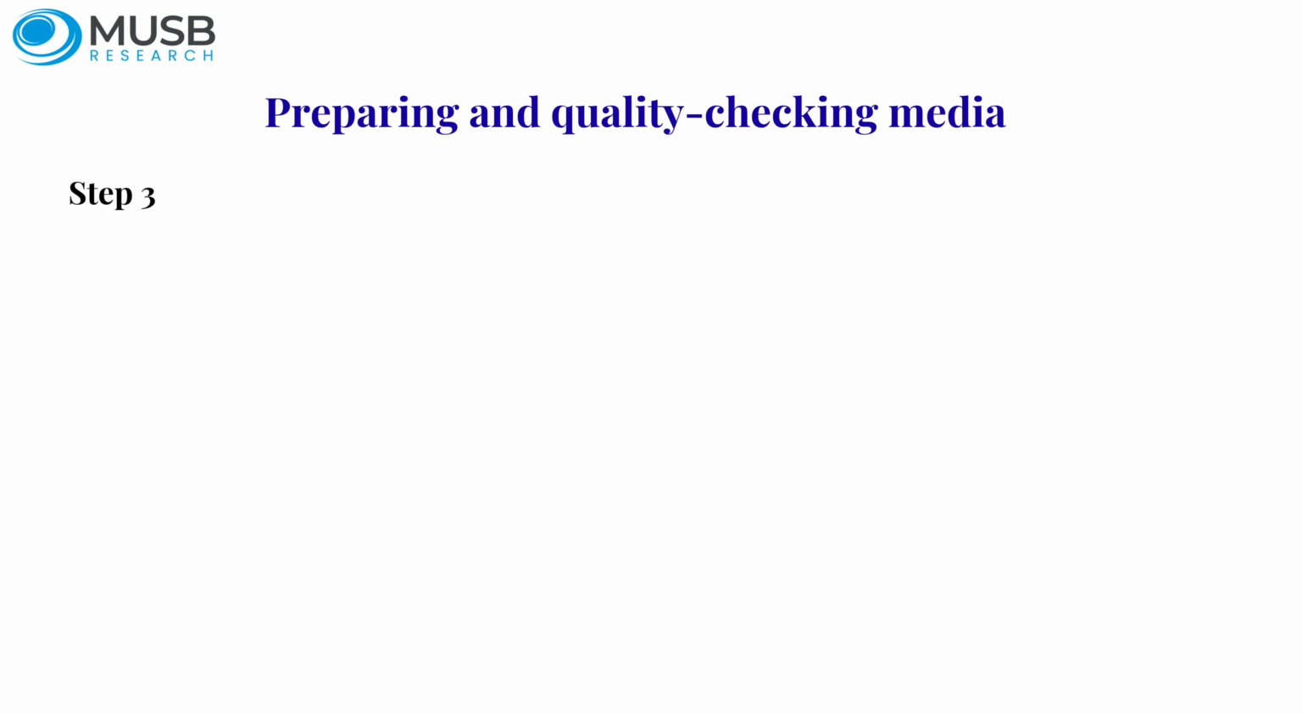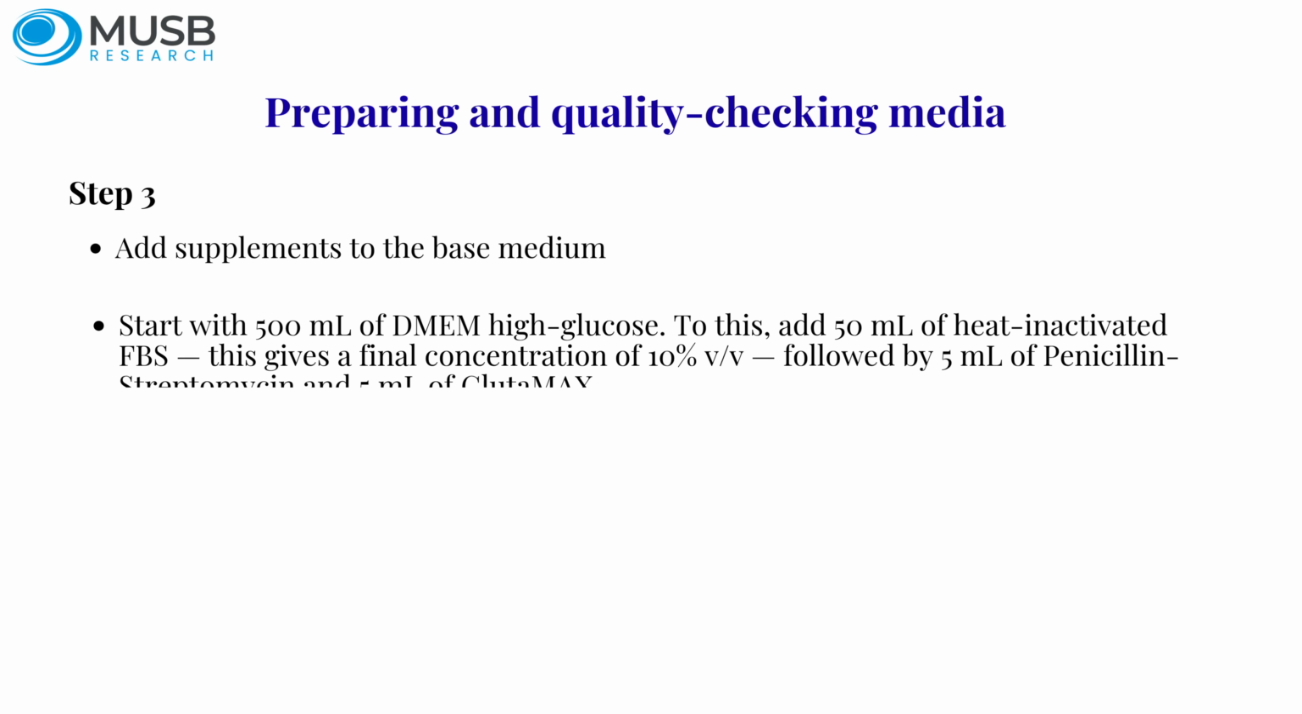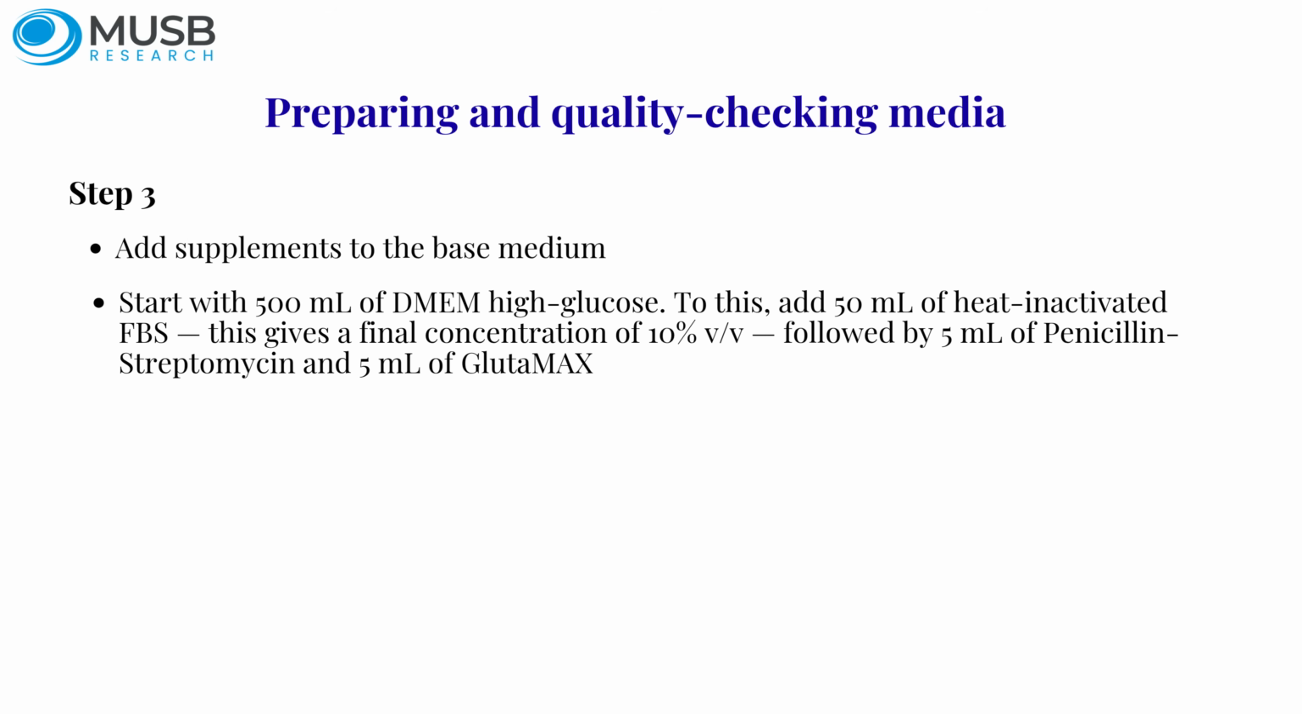Step 3. Add supplements to the base medium. Start with 500 milliliters of DMEM high glucose. To this, add 50 milliliters of heat inactivated FBS. This gives a final concentration of 10% v/v, followed by 5 milliliters of penicillin-streptomycin and 5 milliliters of Glutamax.